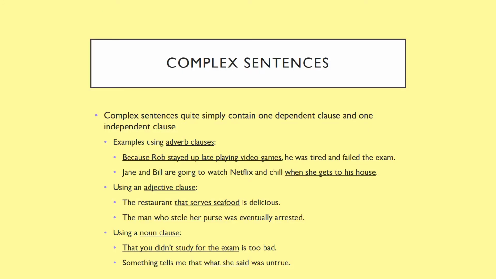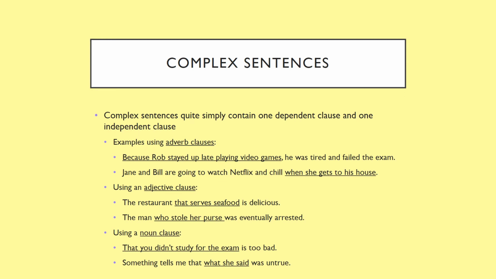So complex sentences, quite simply, contain a dependent clause and an independent clause. And again, we said the dependent clauses can be adverb, adjective, or noun clauses. We'll talk about all of those in some more detail later in the course. Look at some examples with adverb clauses. Because Rob stayed up late playing video games, he was tired and failed the exam. The first clause is a dependent subordinate clause. It's an adverb clause, and that is because it has the word because at the beginning.